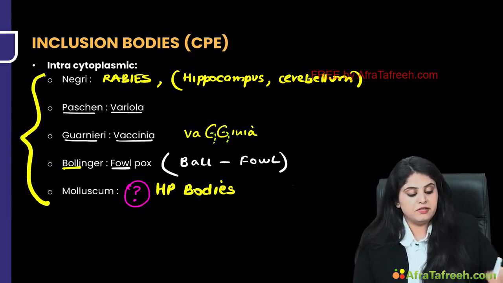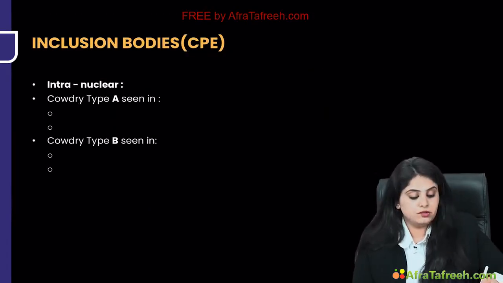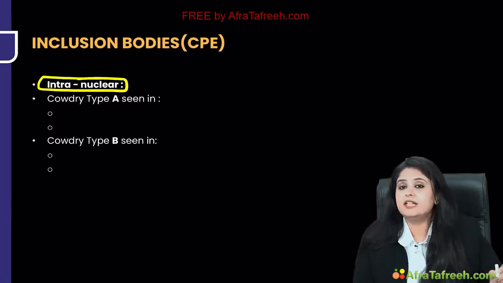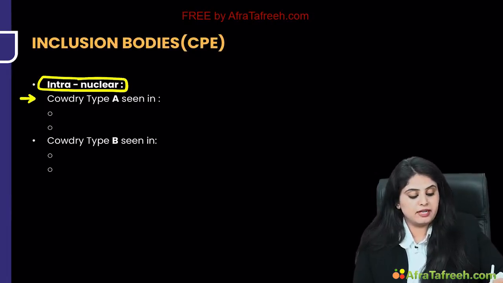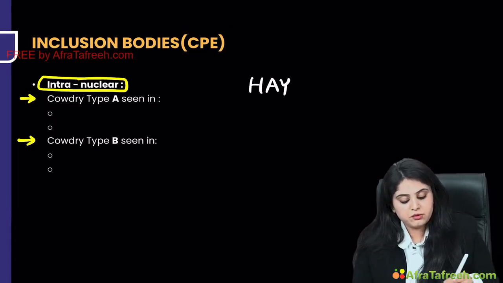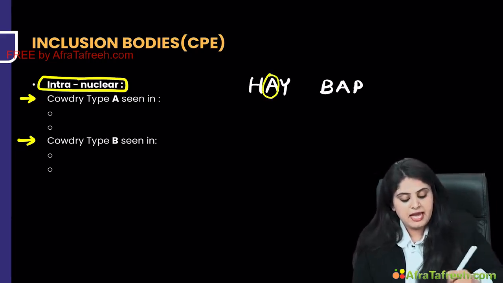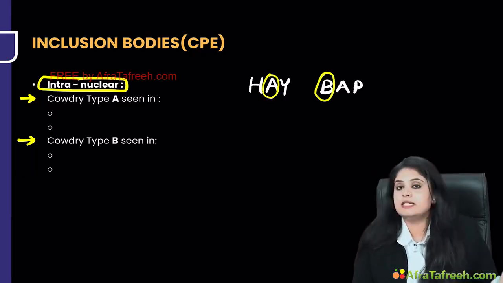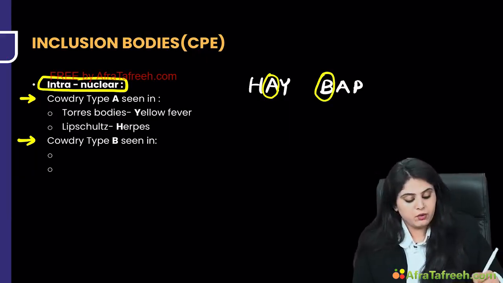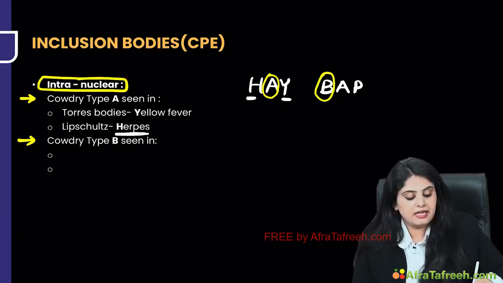Molluscum tends to show you HP bodies. All of these were in the cytoplasm, because now I will ask you which are the bodies which you see in the nucleus. Whenever they are in the nucleus, you call them Cowdry type A, Cowdry type B, and there's a very famous mnemonic for this that you study, that is Hey Bap. What is Hey Bap? So firstly, of course, pick up Cowdry type A and Cowdry type B. Okay? So Cowdry type A are going to be seen in herpes and yellow fever. In herpes and in yellow fever.